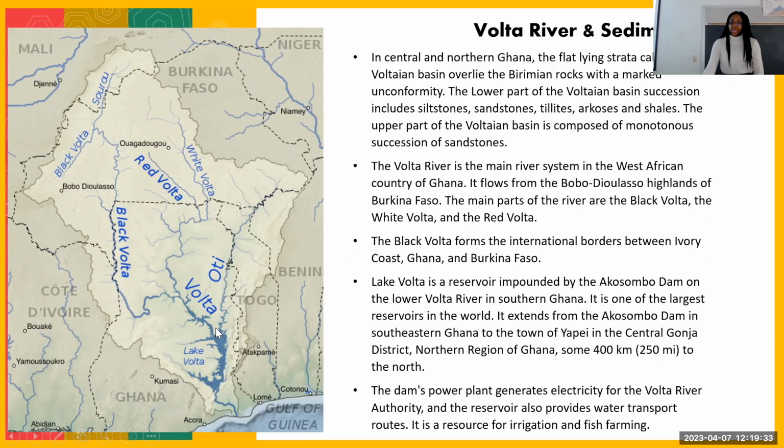The dam's power plant generates electricity for the Volta River Authority, and the reservoir also provides water transport routes and is a source for irrigation and fish farming. To put it bluntly, this is the number one source of water for the entire country, and the hydroelectricity produced by the dam is great enough that we're able to supply electricity to some of our nearby countries as well. So it's probably our greatest pride.